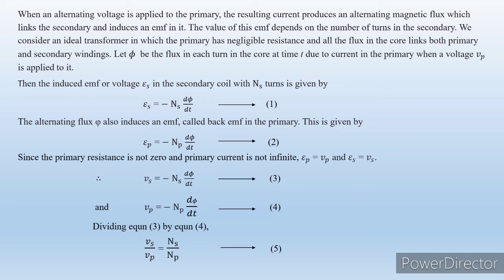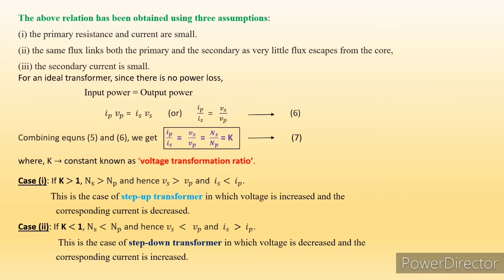Dividing equation 3 by equation 4, we get Vs by Vp is equal to Ns by Np. This is equation 5. The above relation has been obtained using three assumptions. Number 1. The primary resistance and current are small. Number 2. The same flux links both the primary and the secondary as very little flux escapes from the core. Number 3. The secondary current is small.